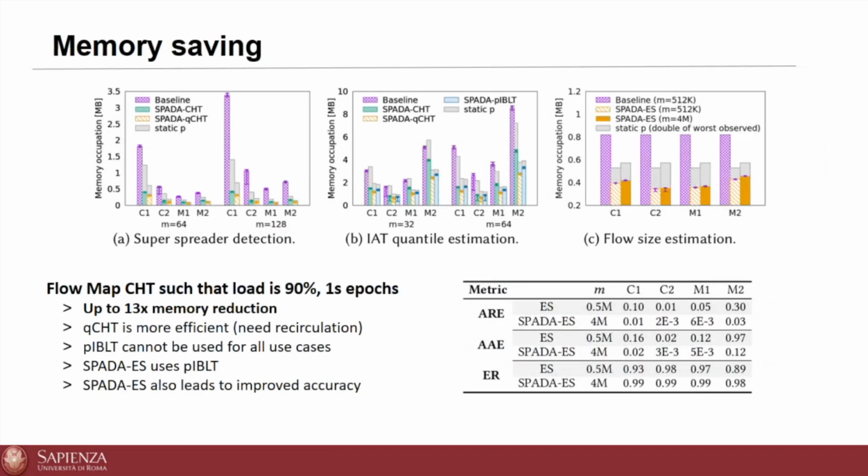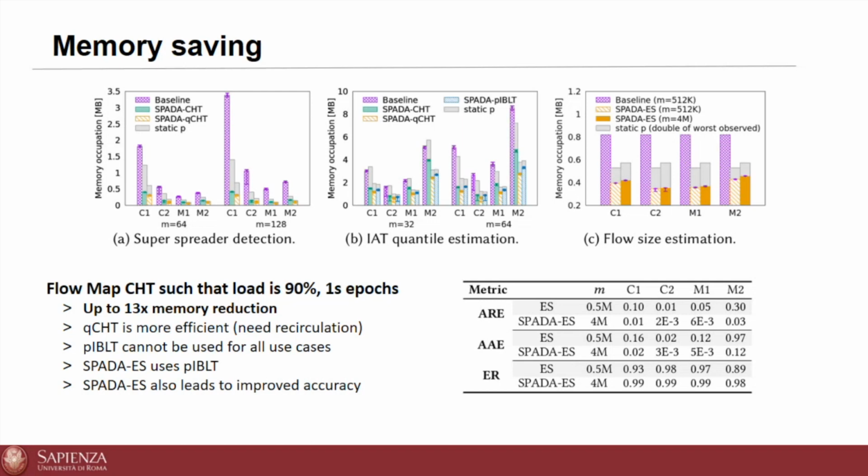Here are some results. We can reduce the memory footprint of the sketch data part up to 13 times. This is using the HyperLogLog configuration with 128 buckets per flow. This is using as a sparsity value the maximum, the optimal sparsity value. Using also conservative values, we can also obtain memory reduction.